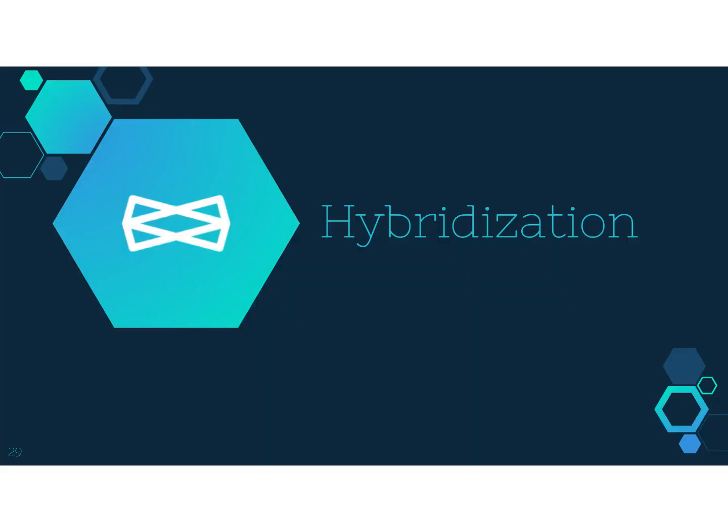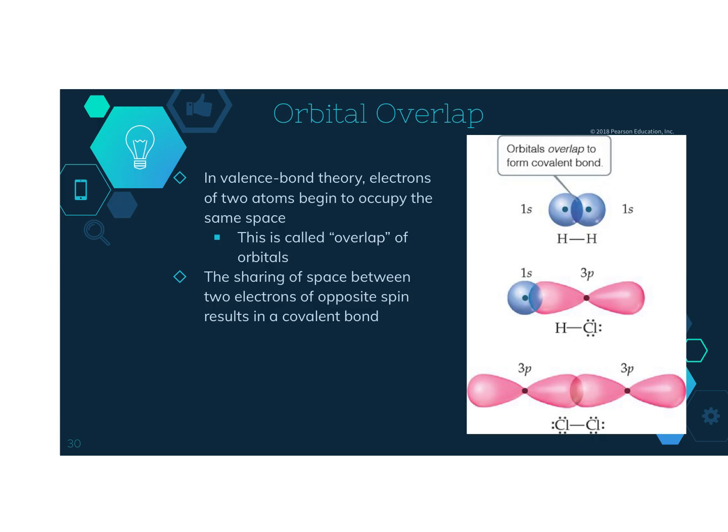That was a lot, but the second topic we're going to talk about is hybridization, which is essentially what your orbitals look like once you have these different molecular geometries. So anytime we're doing VSEPR theory, we always want orbital overlap. That's how bonds are made. It's by overlapping their orbitals. So in valence bond theory, electrons of two atoms begin to occupy the same space. We call this orbital overlap.